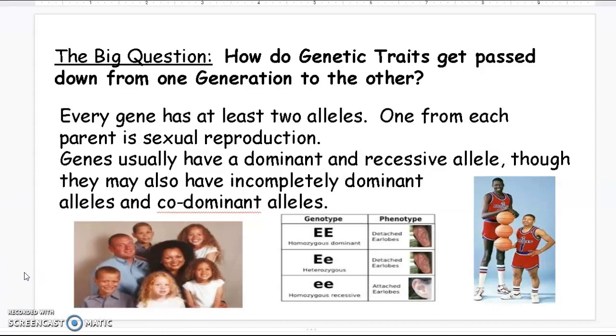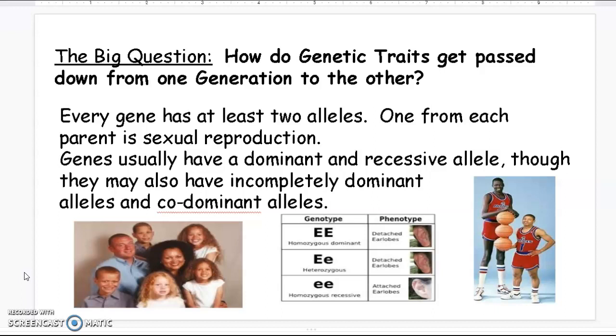Now, let's return to the big picture. We're learning about how genetics can be used to help us feed the world. Now, before we go into such abstract thinking, we need to learn how genetic traits get passed down from one generation to the other. Now, in sexual reproduction, every gene has two alleles, and it is during sexual reproduction that we get one allele from each parent.